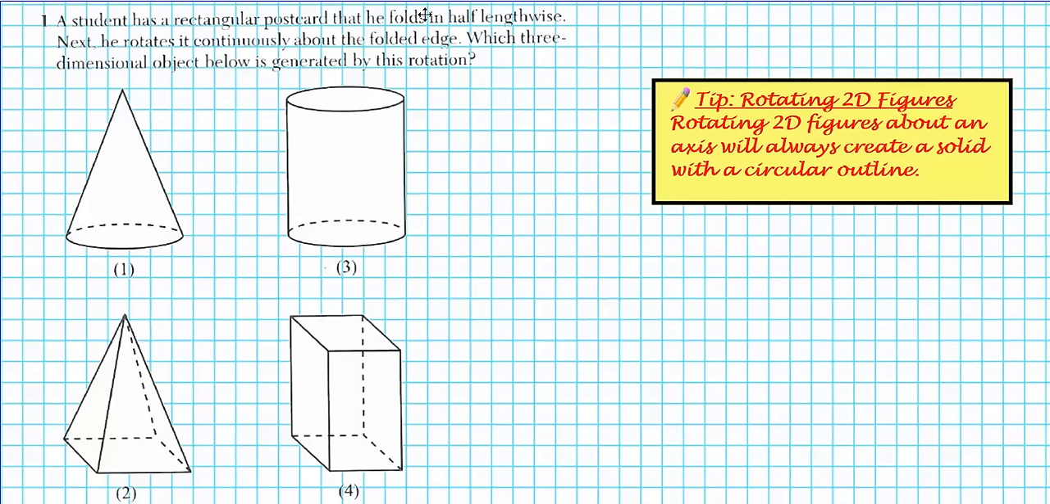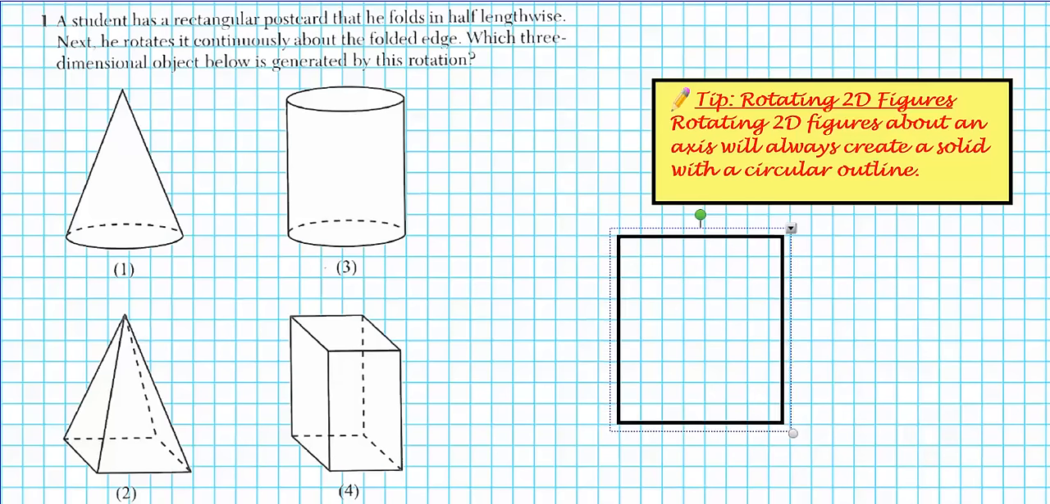So one thing you want to keep in mind, a tip concerning rotating 2D figures, is that anytime you rotate a two-dimensional figure about an axis, you will always have a solid with a circular outline. Okay, so in this situation, we have a rectangle, and then the rectangle was folded lengthwise. Now, if you fold a rectangle, depending on the dimensions, you end up with either a square or another rectangle.